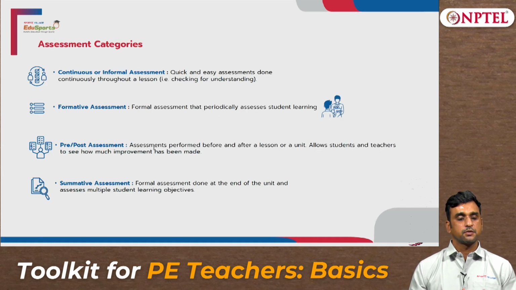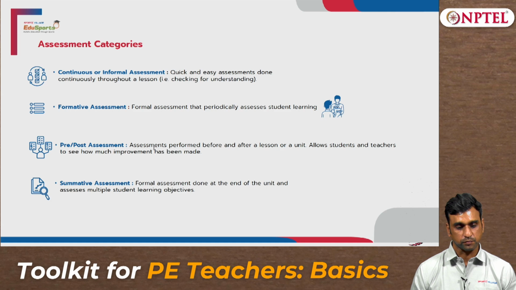So, what are the assessment categories? Very basic is your continuous and informal assessment, which is extremely important and largely ignored in PE classes. Second is the formative assessments, which periodically happens. Then you have a pre and post, a baseline or an end line kind of assessment. This could be the beginning and end of each unit, or it could be the beginning of the term or end of the term if you're doing a fitness assessment.